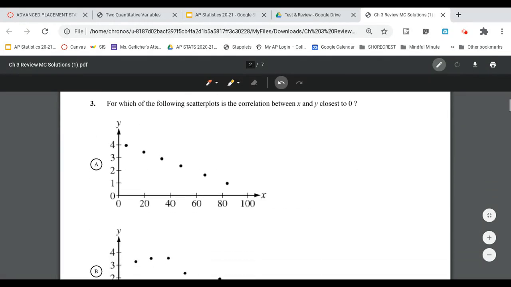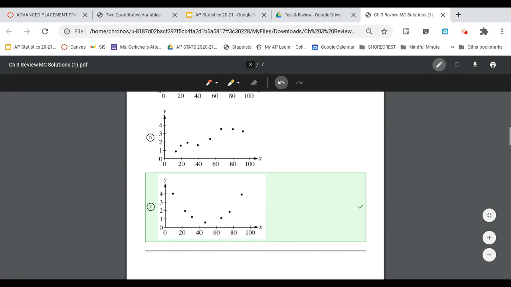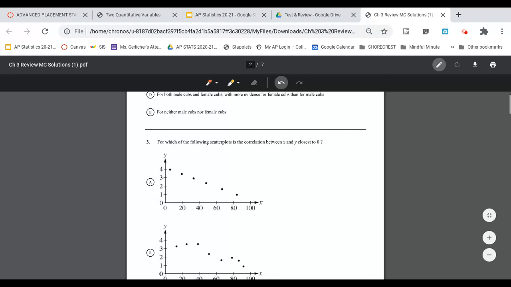Okay, for number 3, for which of the scatter plots is a correlation between X and Y closest to 0? Now, probably when you first read this question, you thought, okay, I'm looking for the one where it's all randomly scattered. I'm looking for a random scatter. And then you go through your answers. You kind of zoom down now, and you're like, uh-oh, none of them are randomly scattered. So there's something more complicated going on here.